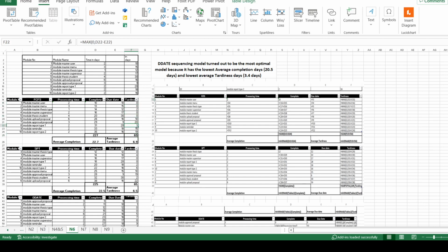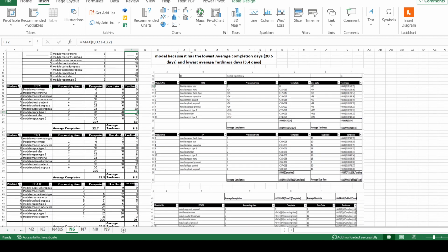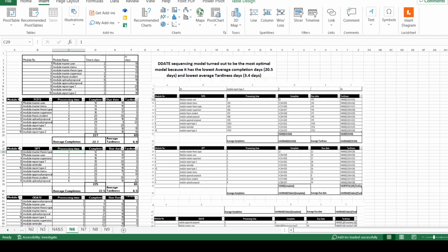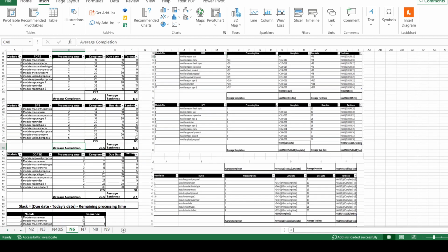So this is the FCFS, and this is the SPT. SPT is shortest processing time, so I use the lowest processing time, from number 3, which is 1. I sort the data so that the lowest processing time is up top, and then the same thing goes on: completion adds up, and the same with the tardiness, and then we get this result. Next one is due date.